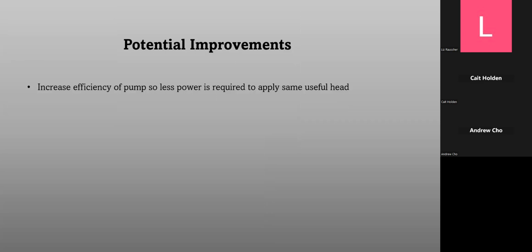And finally, for our potential improvements, this system is very small and simple, so we couldn't really think of anything except for increasing the efficiency of the pump, so less power is required to apply the same useful head.